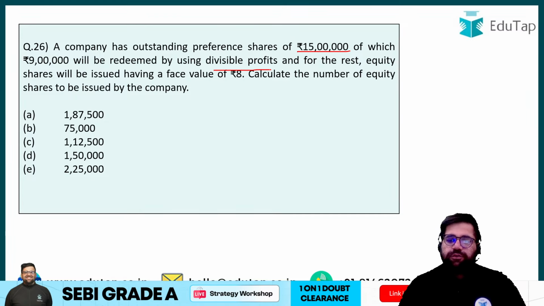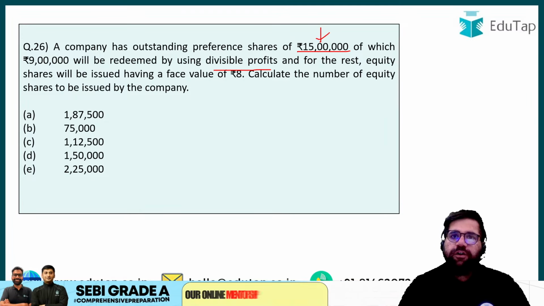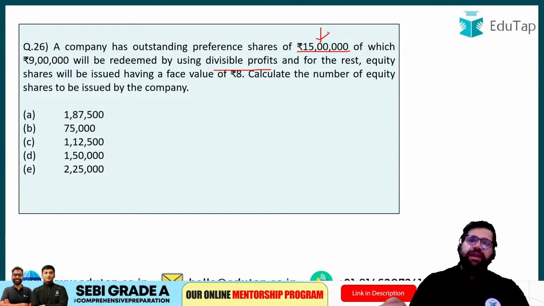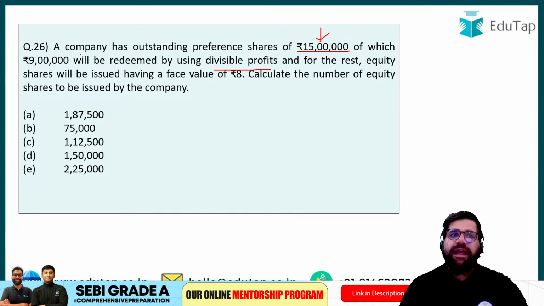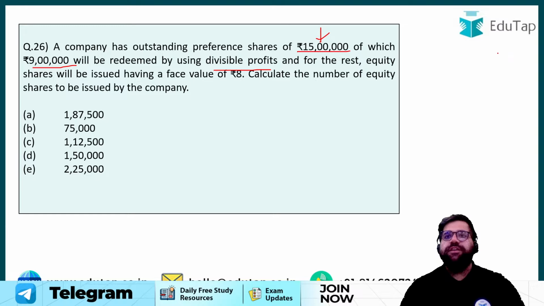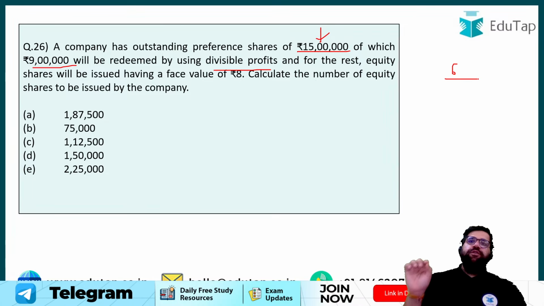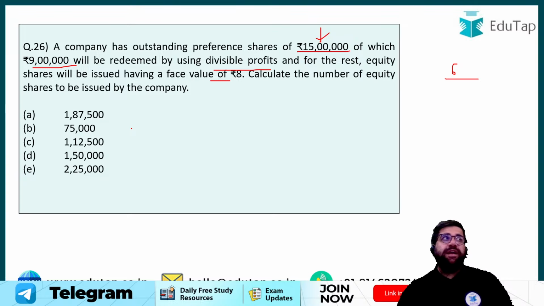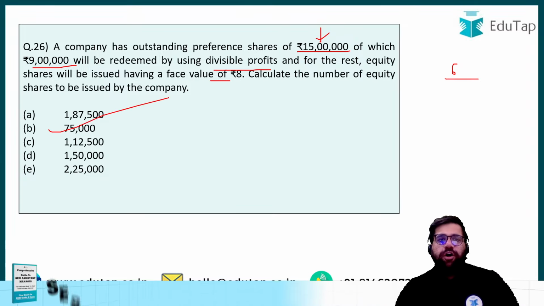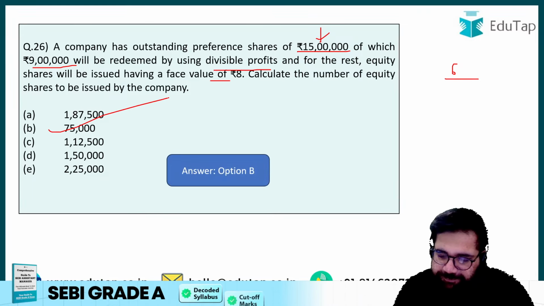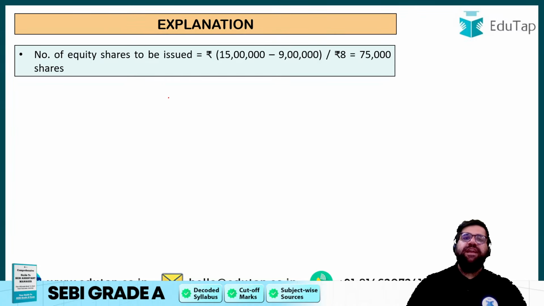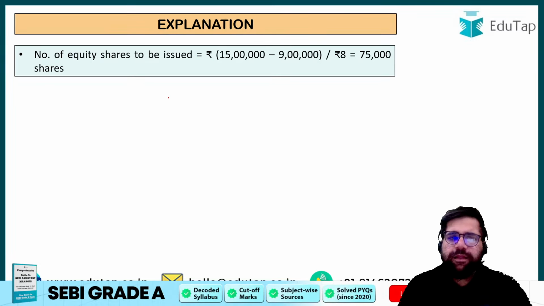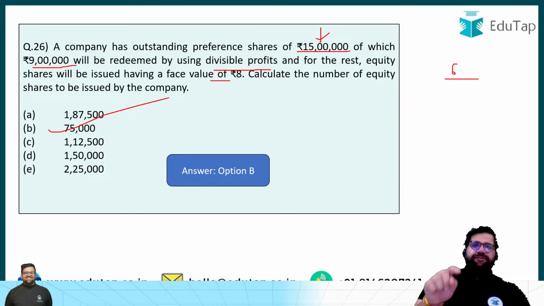So now what the question is saying is that you have 15 lakh of total amount to pay, and from this 15 lakh, 9 lakh you will be using from your receivable profits. So the leftover amount is 6 lakh, right? And the question is asking you how many equity shares will you issue when the face value is 8. So 6 lakh divided by 8 will give you the answer as option number B, 75,000. Option number B, 75,000, right? 6 lakh divided by 8, simple. And again, this is a PFRD Grade A Phase 2 level question.